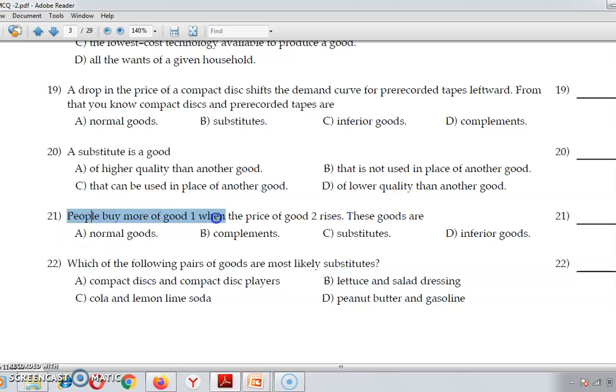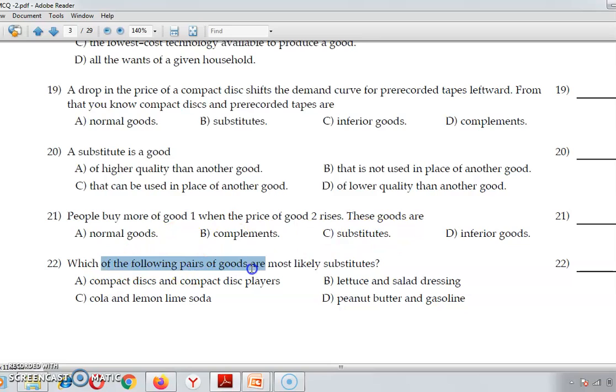People buy more of good one when the price of good two rises. These goods are normal goods, complements, substitutes वा inferior goods. हाम्रो obvious कुरा हो, यिनीहरु चाहिँ substitute हो, एउटाको मूल्य बढ्यो भने मान्छेले अर्को वस्तु किन्न थाल्छ. 22 number.